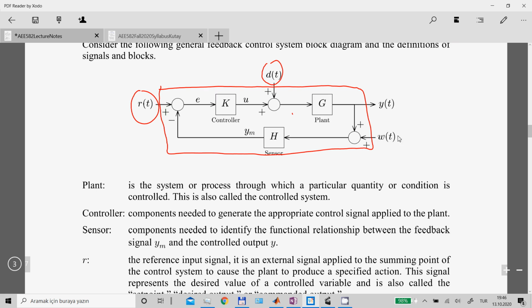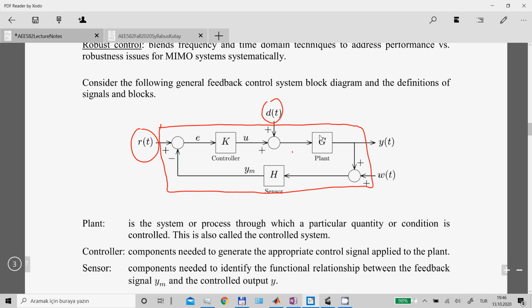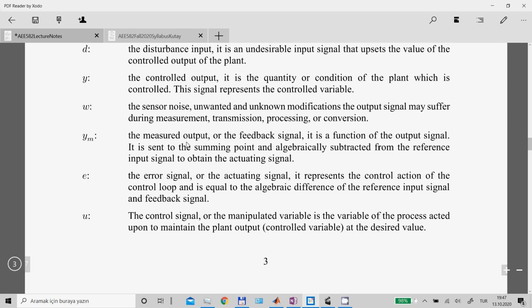Let's also talk about this third input to our block diagram, W. It represents sensor noise, which is unwanted and unknown modifications the output signal may suffer during measurement, transmission, processing, or conversion. So anything that spoils the output signal can be considered as sensor noise. And then this is the output coming out of our block diagram. This is the actual output of the plant. This is the variable which is controlled.